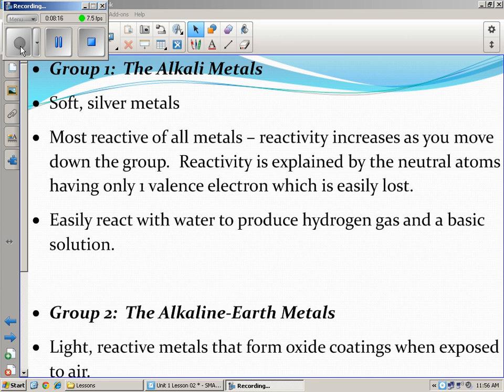On Tuesday, we're going to go to the lab and I'm going to show you group 1 metals. They're soft and silver, so I'm going to cut them open for you. I'll show them to you. They're the most reactive of all the metals. Reactivity increases as you go down the group.